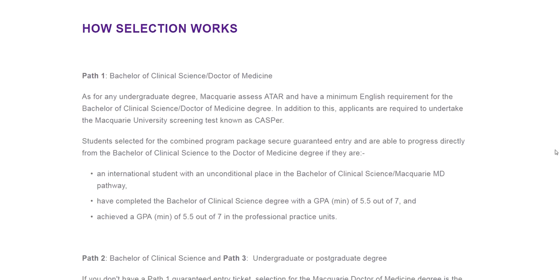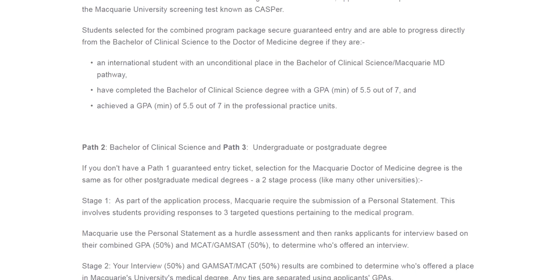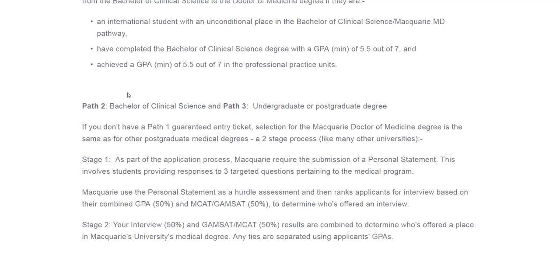This next part of Study Medicine goes through how selection works, and it's really important to understand this in detail. In the case of Macquarie, selection works differently depending upon which path you're going through to medicine. So in the first path, Path 1, which is through the Bachelor of Clinical Science degree straight into the Doctor of Medicine, this path is for international students, and these students go through a selection process at an earlier stage than students who are coming through the other two paths, Path 2 and Path 3.